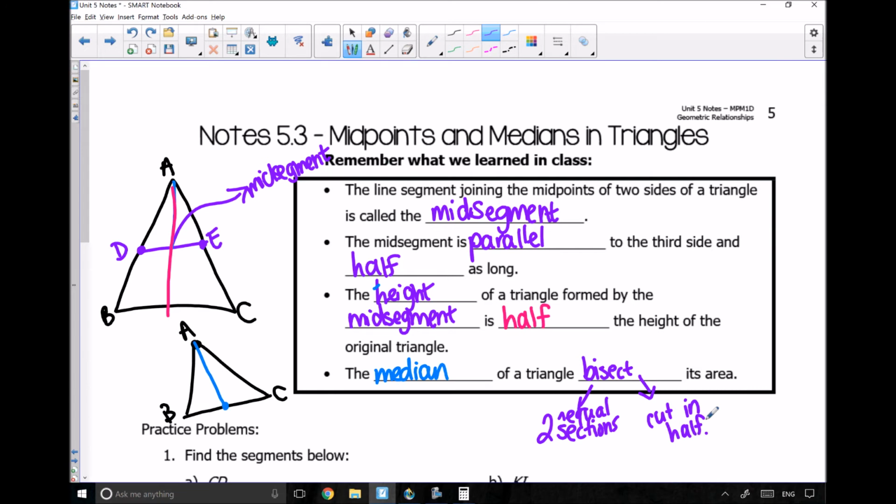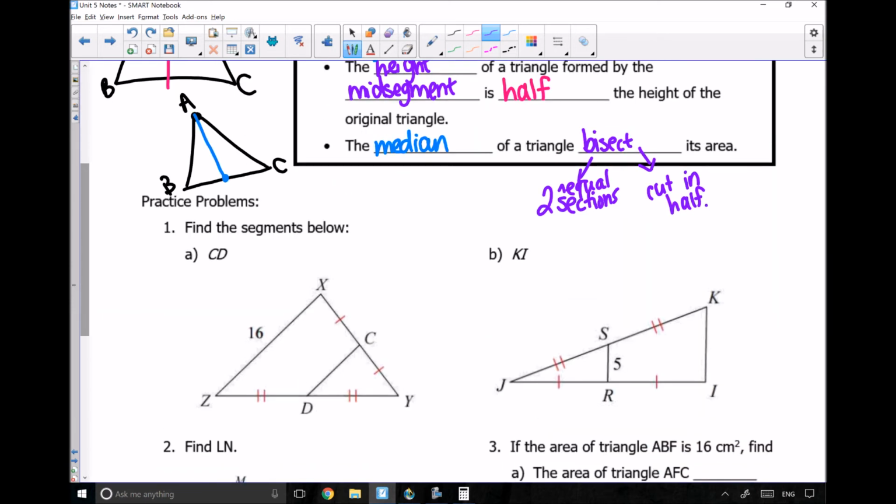Okay? All right, so let's apply that information to question number 1 right here. Question number 1 says find the segments below. If I tell you that ZX is 16, how big is CD? Well, first of all, I need to take into consideration the fact that C is a midpoint. How do I know that C is a midpoint? Because XC and CY are the same length.